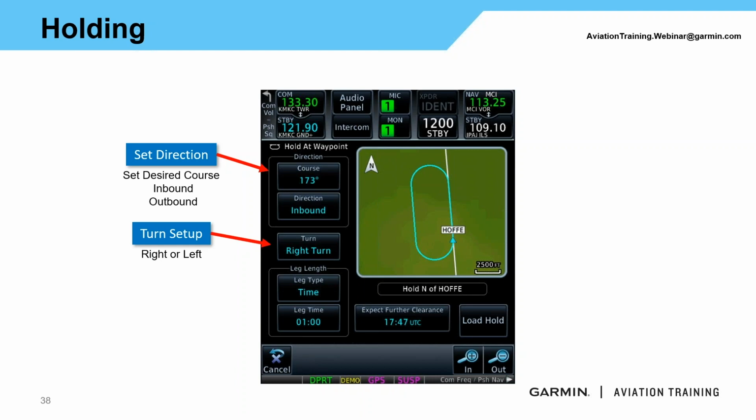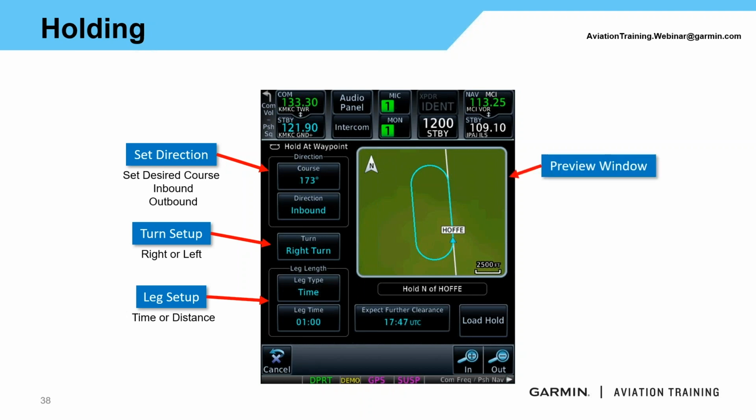And then we have our leg type. So change that from time to distance. Make sure you're changing that before you try to change the time or distance respectively. And then we just enter whatever time we want or whatever distance, depending on the type that we're doing. If you are below 14,000 feet, it's going to default to 1 minute. If you're above 14,000 feet, it's going to default to 1 minute and 30 seconds.